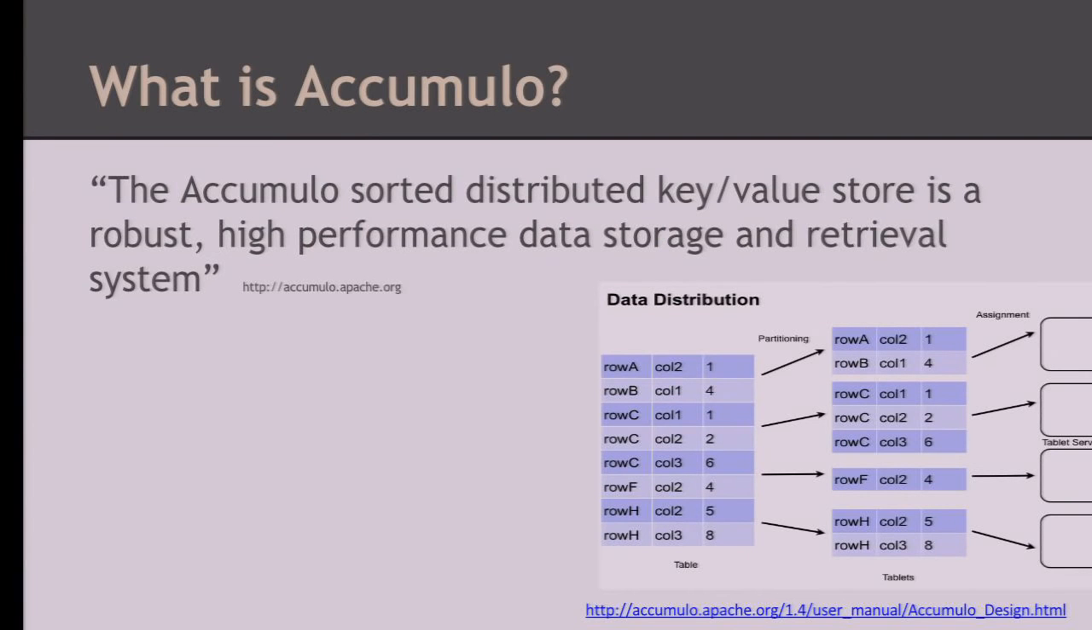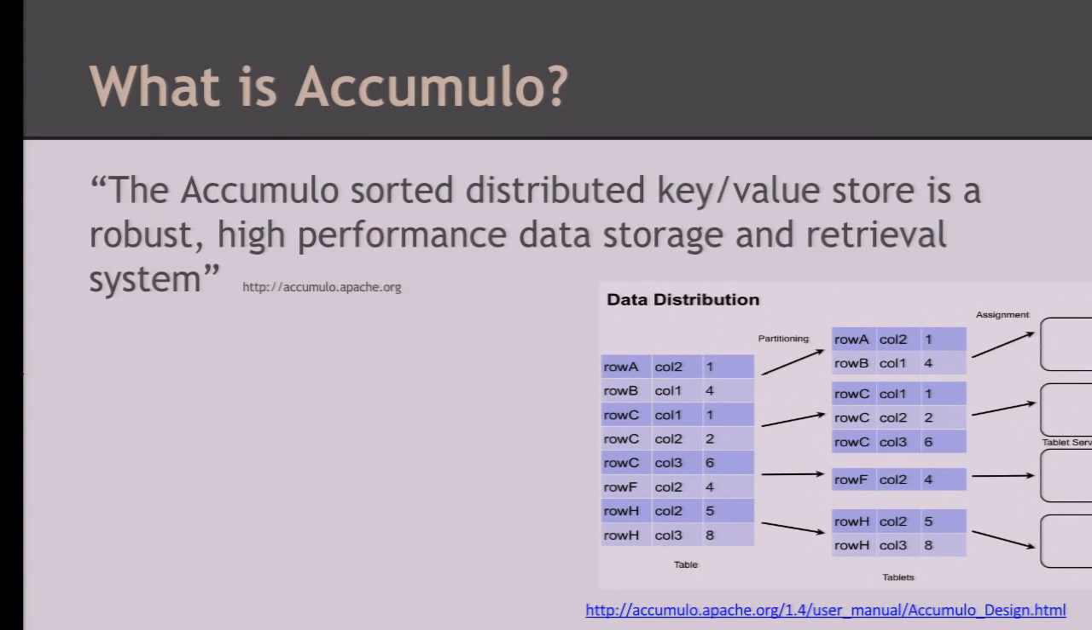Accumulo is a distributed database, so it's essentially a dictionary where it distributes data across tablets. The first tablet that you see contains rows A through B. The second tablet contains all the rows that begin with C. The third tablet is row F. So it's essentially a dictionary structure. It stores the bounds of a table.